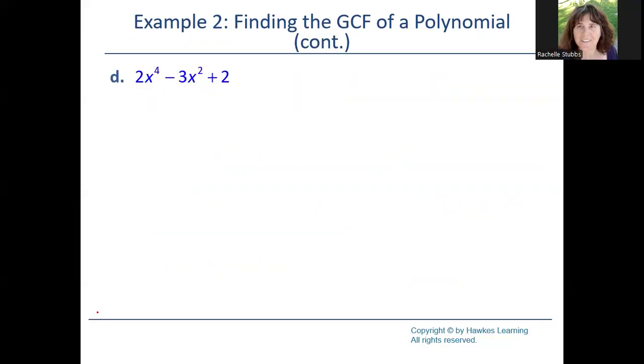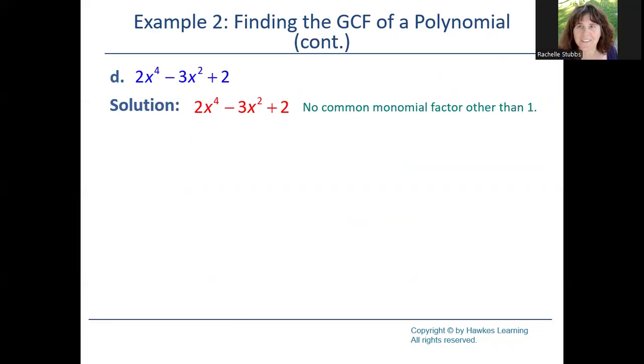Okay, here is another one: 2x to the fourth minus 3x squared plus 2. Now, I am not seeing anything that really says to me, oh yeah, that's it. I can't see a common factor. So we're going to do something a little unique here. It's called factor by grouping, and they're going to show us a little bit on how to do that.